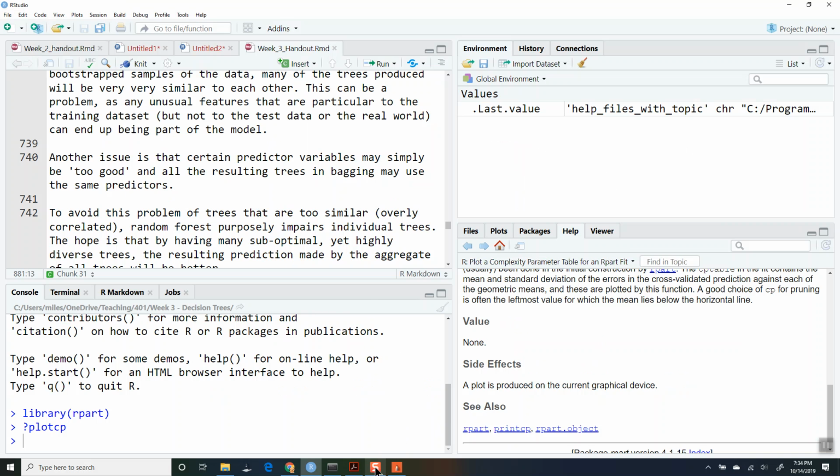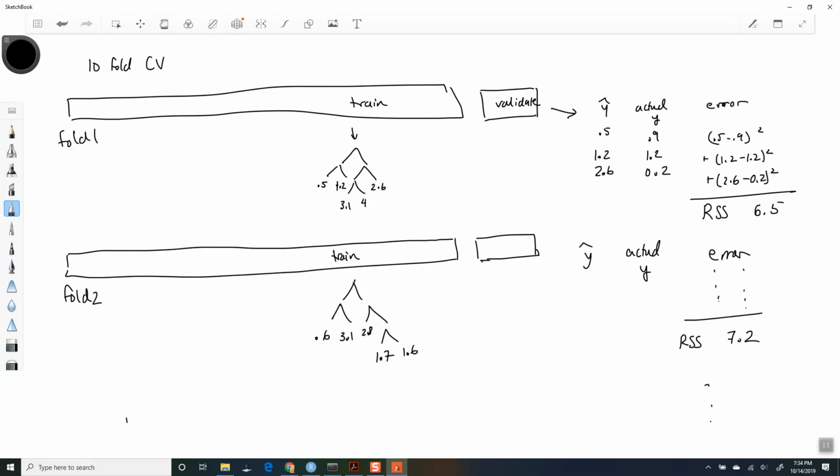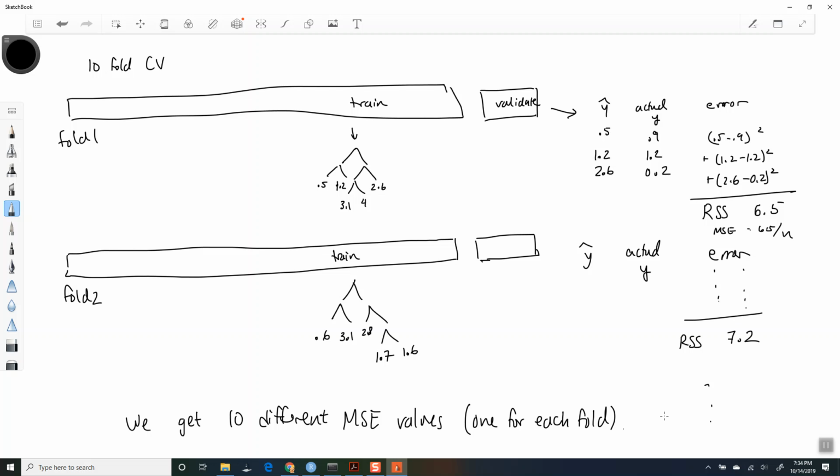So we get RSS, and then we calculate the mean squared error. For this, we do 6.5 divided by the number of observations, okay? And so we get basically 10 different MSE values, one for each fold. And anytime you have 10 different values, you have a standard error as well, or a standard deviation. So there's a standard deviation of the MSE values.